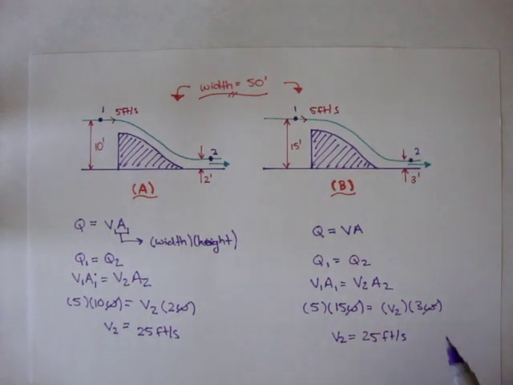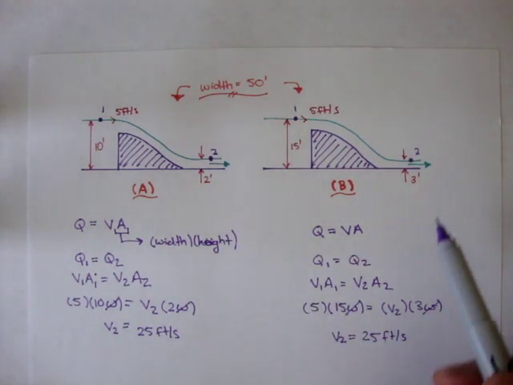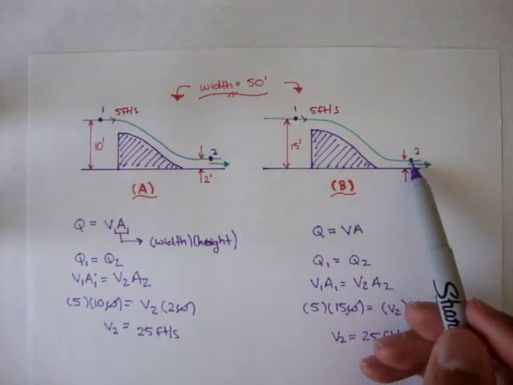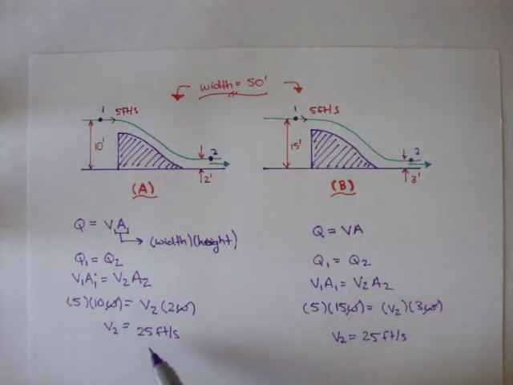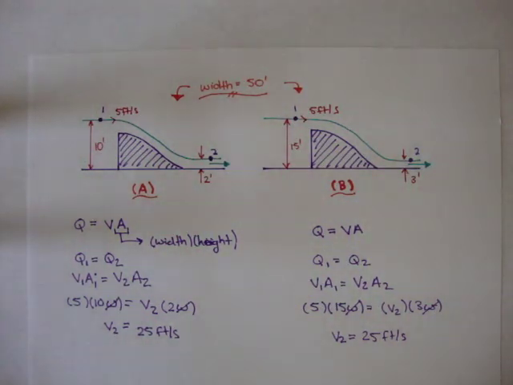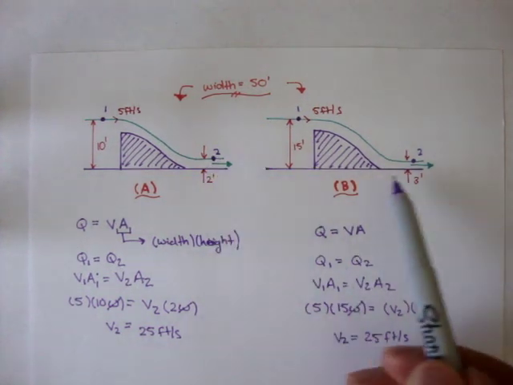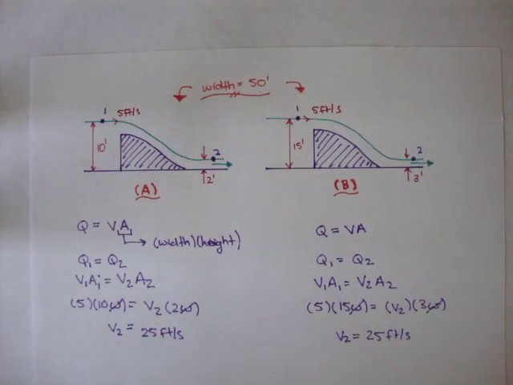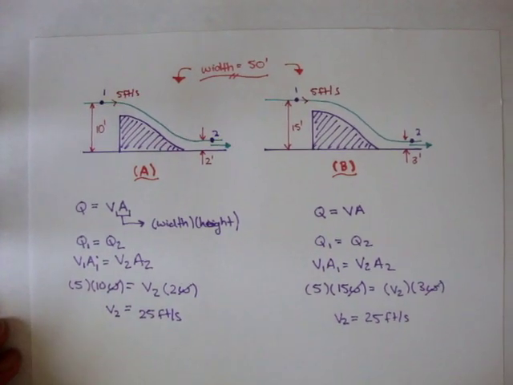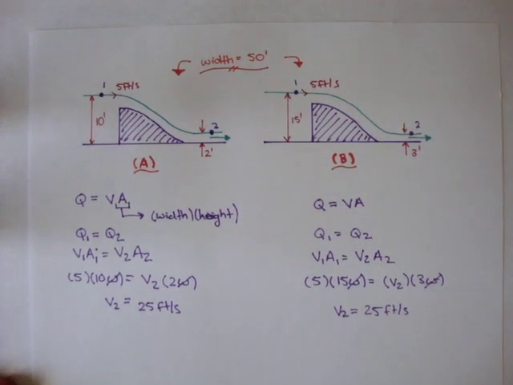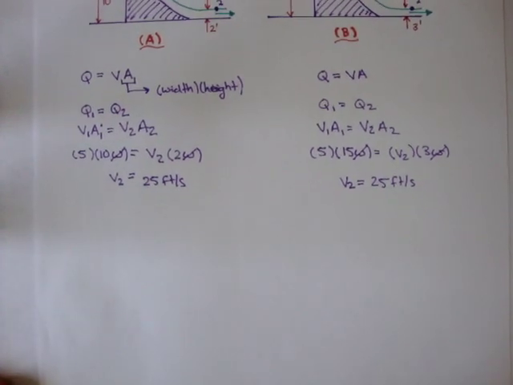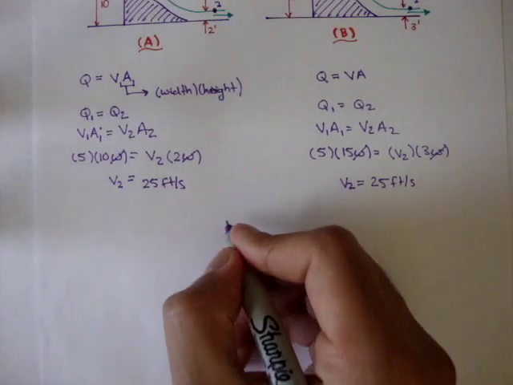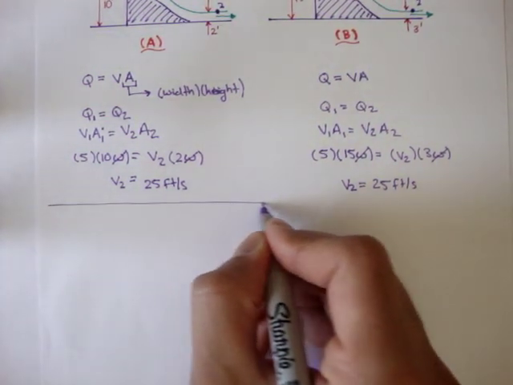So for both scenarios, we found that V2 for A and B is equal to 25 feet per second. Well, that's not much help, because our continuity equation says that each of the exit velocities is exactly the same. They're both 25 feet per second. It doesn't tell us which one's more realistic. So why don't we look at energy head? We'll try energy head.